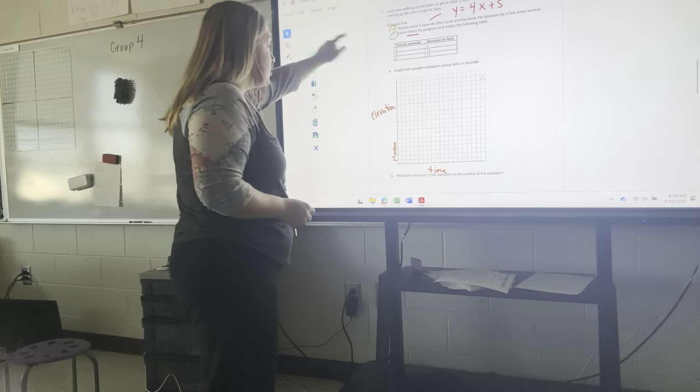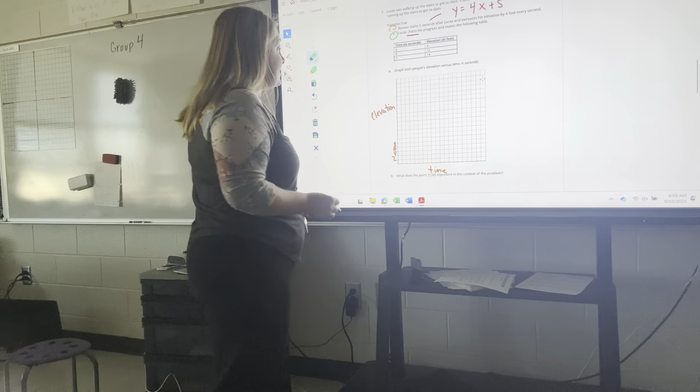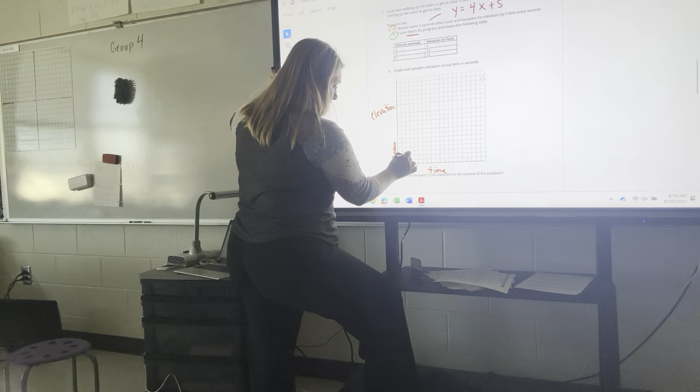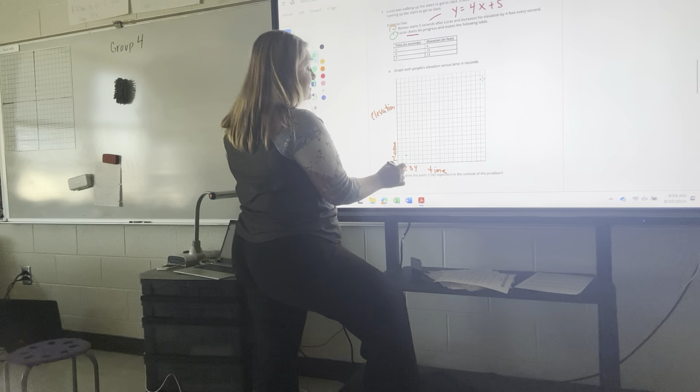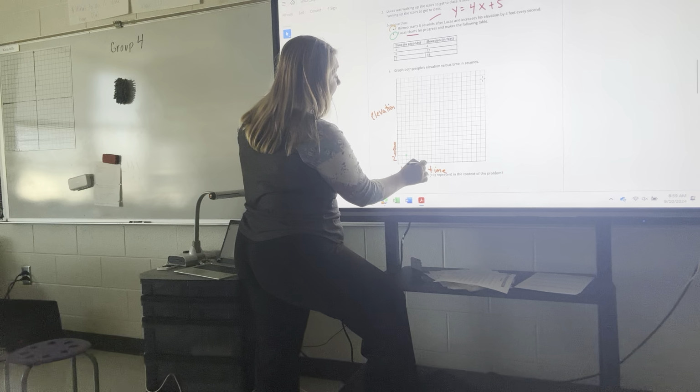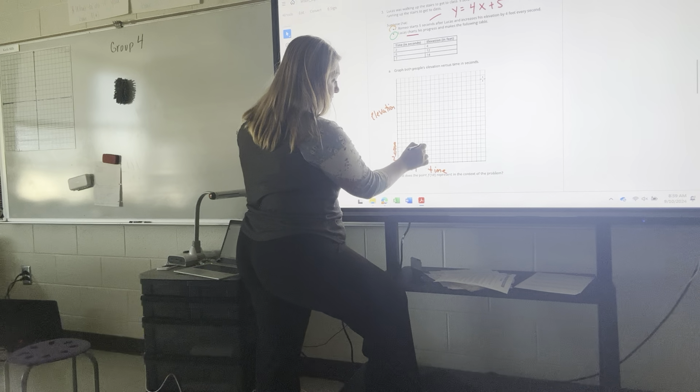Let's do Lucas first. So we see at 2 seconds, on this axis, we will do our seconds by 1. 1, 2, 3, 4. So we see that Lucas at 2 seconds is at 4 feet. At 6 seconds, which would be here, he's at 12 feet.